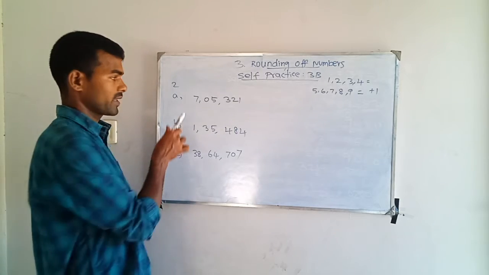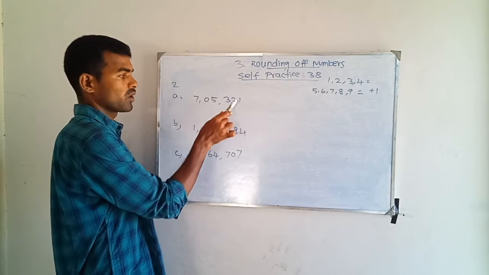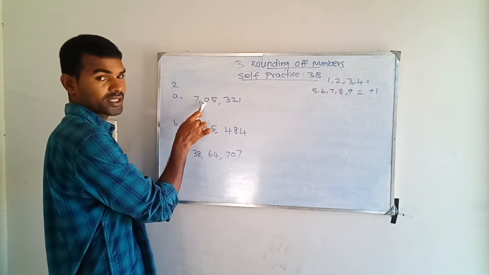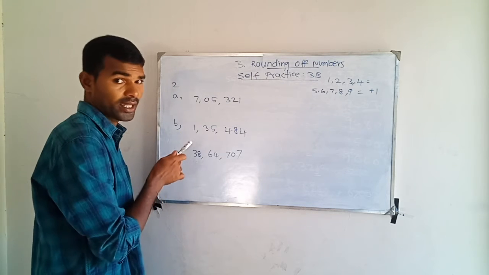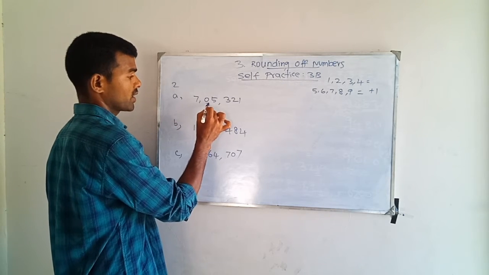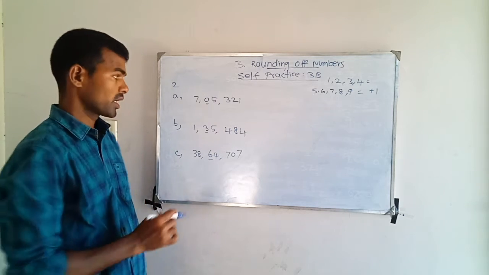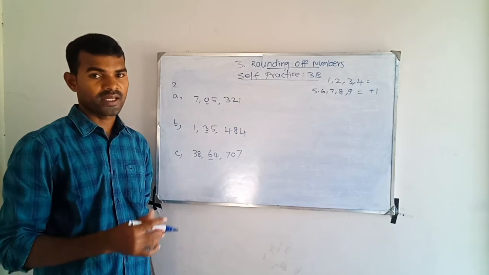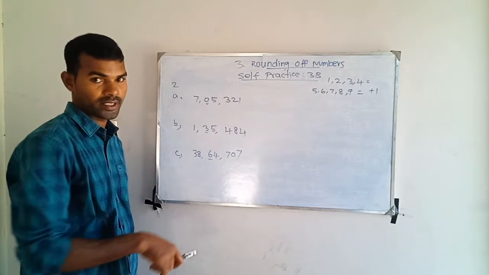Which is the lakhs place? The sixth place is the lakh place: ones, tens, hundreds, thousands, 10,000, then lakh. Okay, now to round the number to the nearest lakh, look at the 10,000 place. You have to consider the 10,000 place. According to that digit, change the lakhs place.